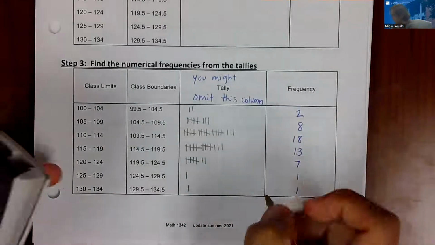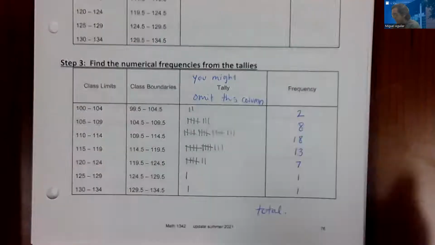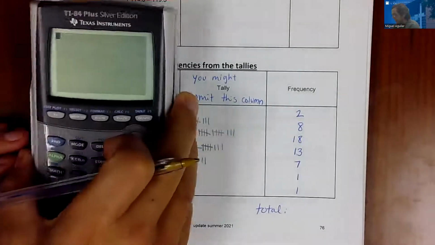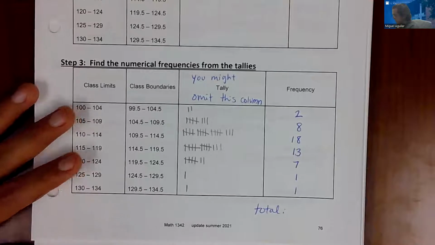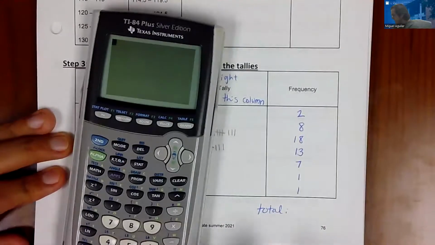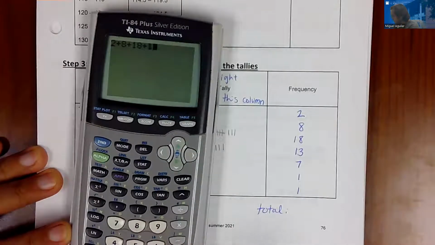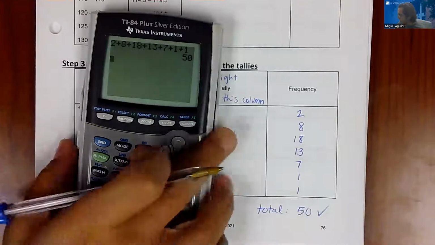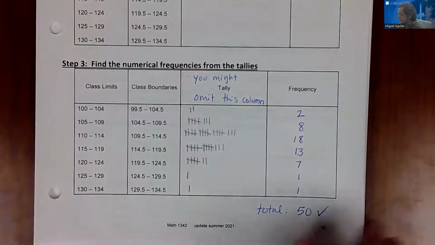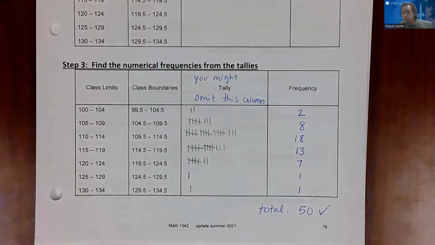Before we move on to the next part, we want to make sure that the total of these frequencies adds up to the total number of data points that we had in our data set. How many values do we have in our data set? Does anybody remember? 50. There should be 50, right? So just to check and give yourself some peace of mind, let's add 2 plus 8 plus 18 plus 13 plus 7 plus 1 plus 1. And that's 50, so that checks out. That means that we didn't miss anything. We really want to be thorough when we're combing through the data because it's very easy to lose some stuff. Is everybody okay with this?